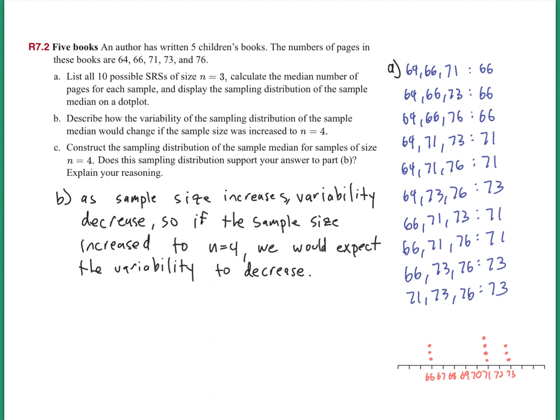equals 4. Okay, does the sampling distribution support your answer to part B? Explain your reason. So they want us to do the same thing we did for A, but when you look at groups of 4, samples of size 4, and then for C, we'll do a dot plot and see if it's obvious whether the variability decreases or not, or even just see if it decreases. Okay, so we'll do groups of 4 now.